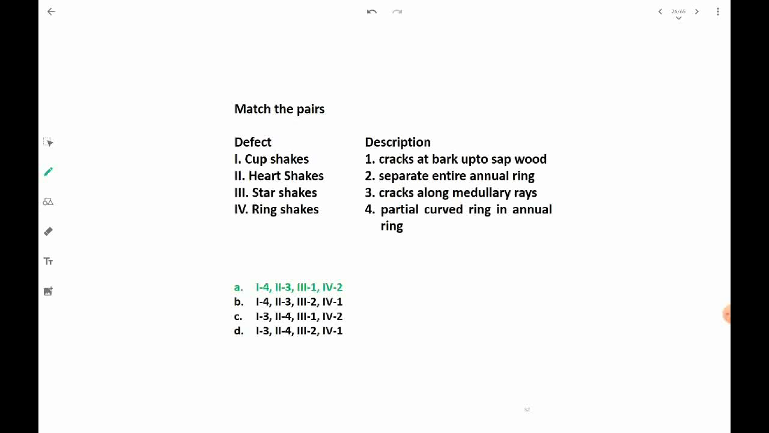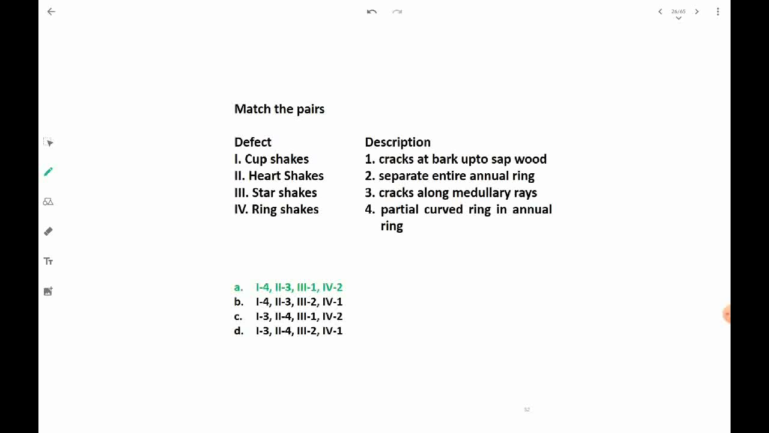Then we have to match the pairs. In this, we have been provided with defects and their respective descriptions. Cup shakes are described by a partial curved ring in the annual ring. Heart shakes are described as cracks along medullary rays.